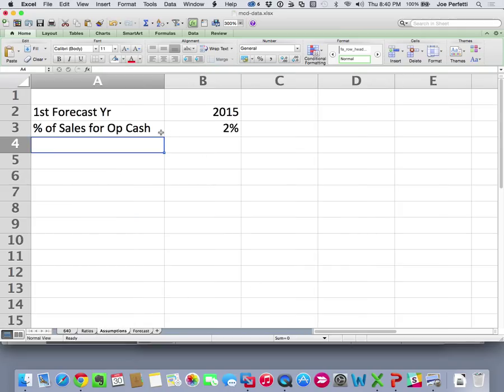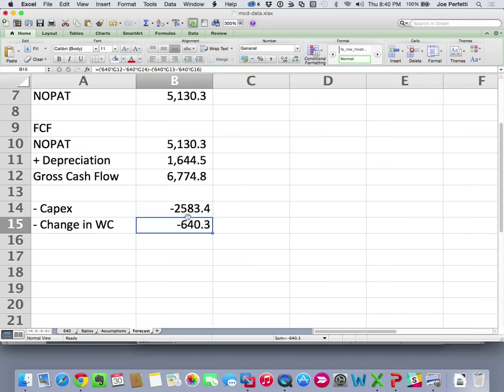That's what you should do. I'm not going to do it because it's starting to get too complex. Sorry, I get to what I actually do. So long story short, change in working capital. Now these are coming in as negative numbers.